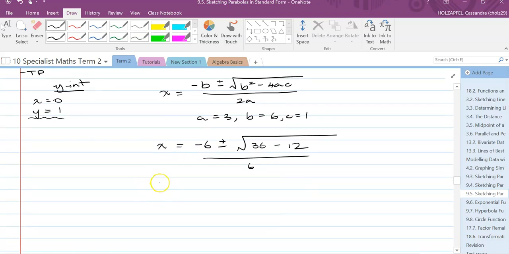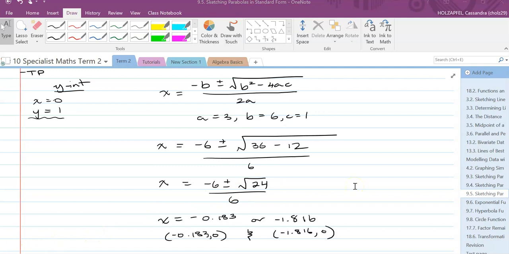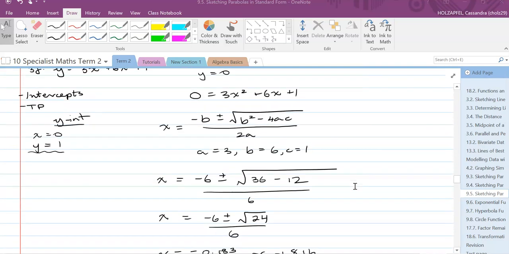Okay, so let's go ahead and finish this off now. So negative 6 plus or minus the square root of 24 over 6. So I'm going to pop that in my calculator and come back with the answers. All right, so we've got negative 0.183 and negative 1.816 as our two x-intercepts. I've just written those points below. So we've gone ahead, we found our x and our y-intercept, so we can check that off our list.